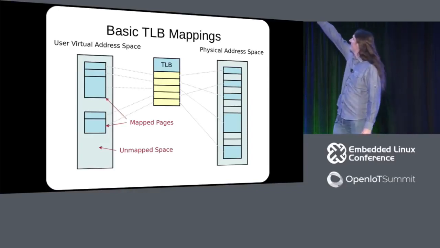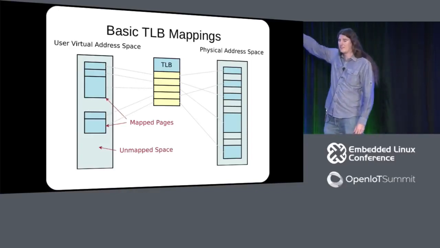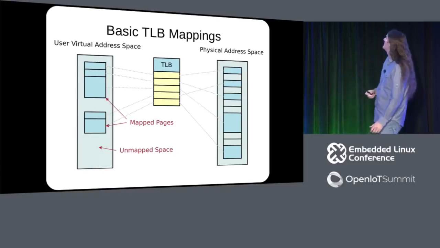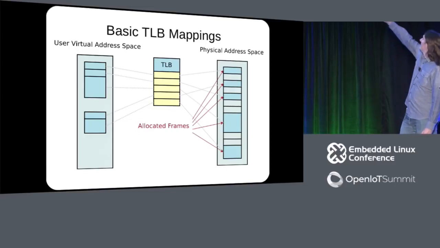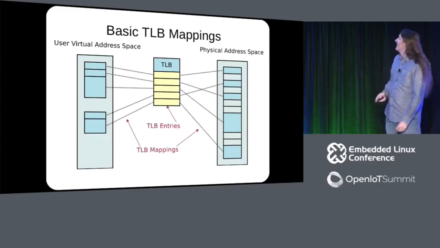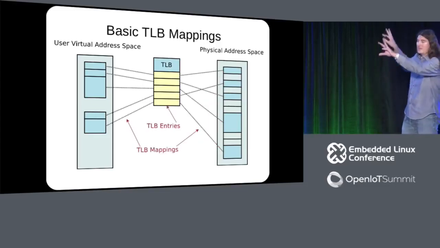So we can see the area here. We have mapped pages, and then we have unmapped space. So this unmapped space is just virtual memory space that's not usable. On the right here, we have allocated frames. So we can see that these blue frames are allocated. The gray frames are unallocated. We have TLB entries and TLB mappings.